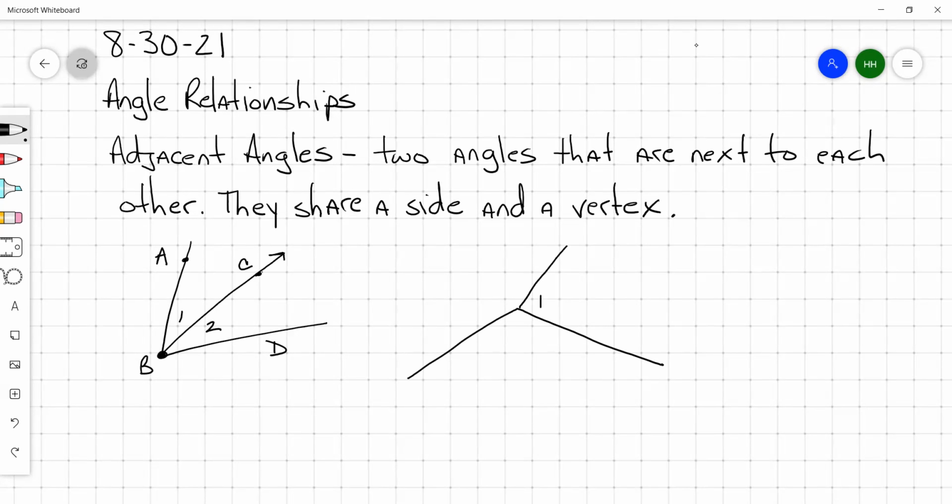All right, angle 1 right here and angle 2. Those two angles are adjacent to each other. Angle 2 and angle 3 are adjacent to each other. And angle 3 and angle 1 are adjacent to each other. They share this vertex right here. All right. And anytime that two angles share a side and a vertex, they are adjacent to each other.